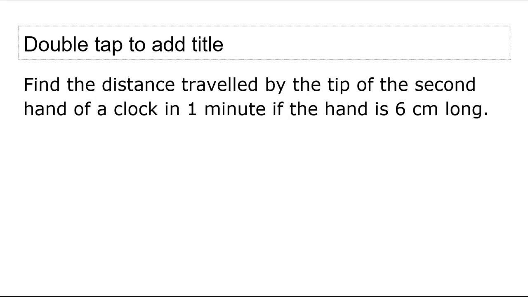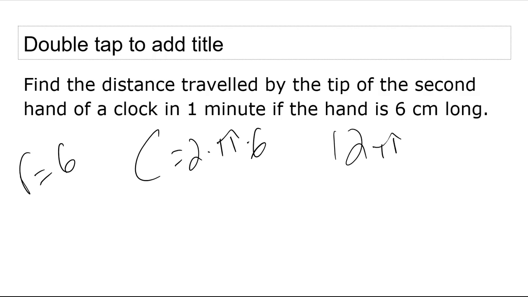Alright, so let's find the distance traveled by the tip of the second hand of a clock in 1 minute if the hand is 6 centimeters long. So that means that the radius is 6. That means we need to find circumference. 2 times pi times 6. So that comes out to be 12 pi. That's my circumference of this clock.